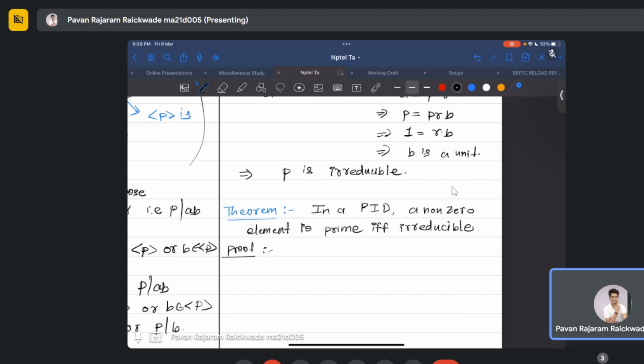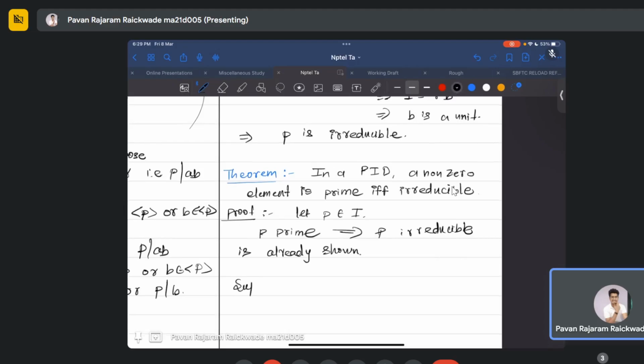Now one side is already shown: P prime implies P irreducible is already shown. Now suppose P is irreducible.